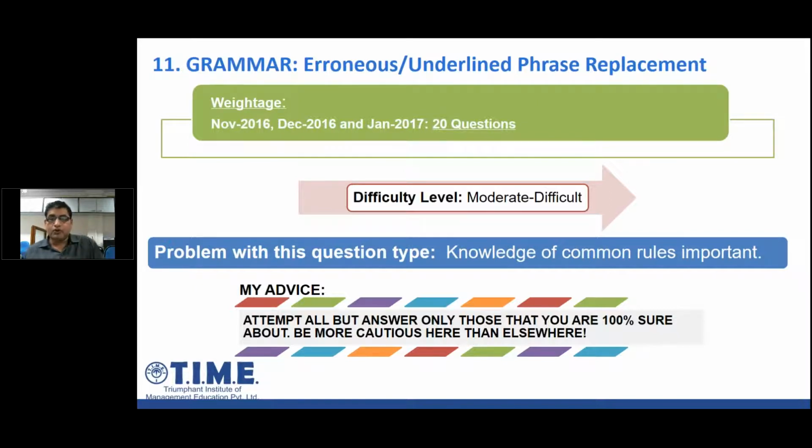That is, knowledge of grammar and common rules is very important, and my advice is the same here. Attempt all, but answer only those that you are 100% sure of. Okay, be more cautious here than elsewhere.